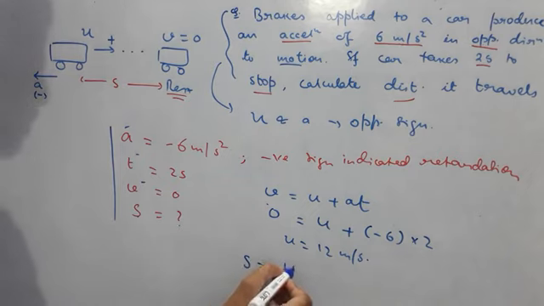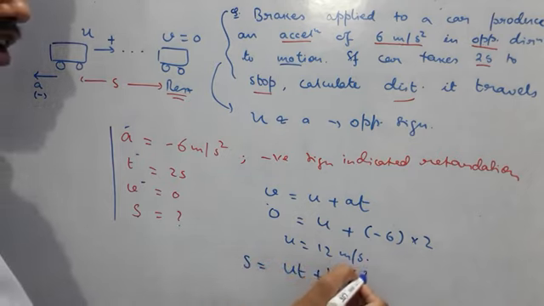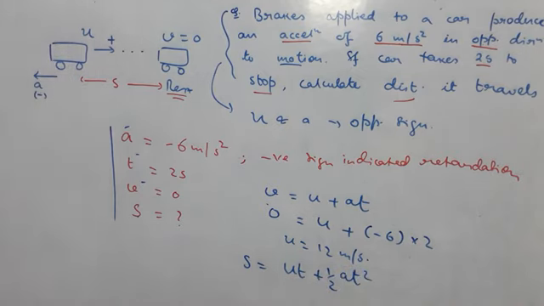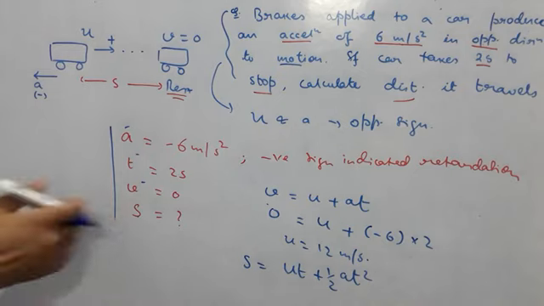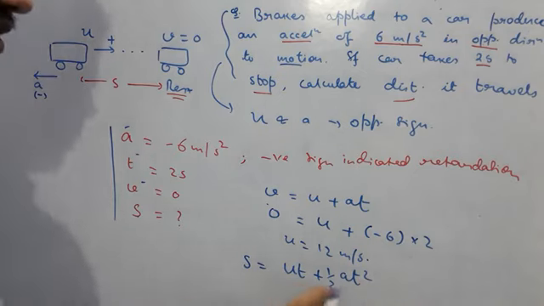S is equal to any formula you can use. You can use ut plus half at square, or you can use v square is equal to u square plus 2as, or you can use s is equal to u plus v by 2 into t. In all the cases you will get the same answer. So just check it out.